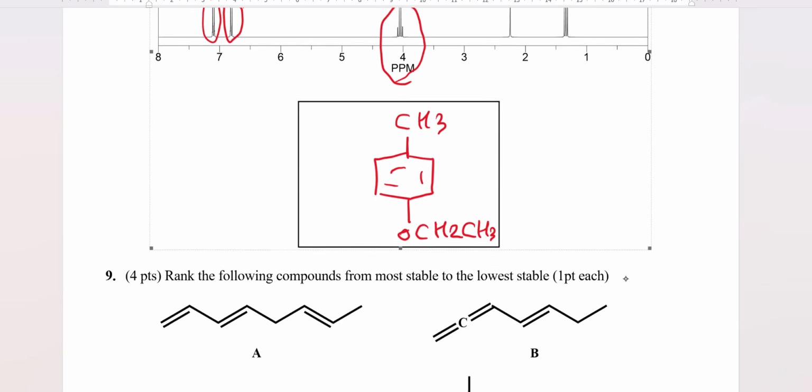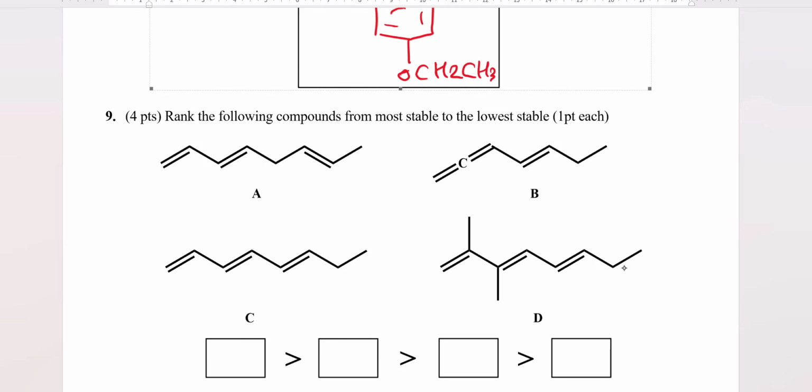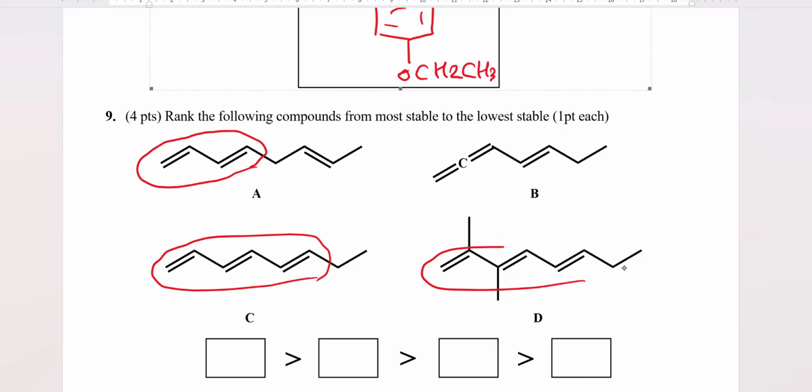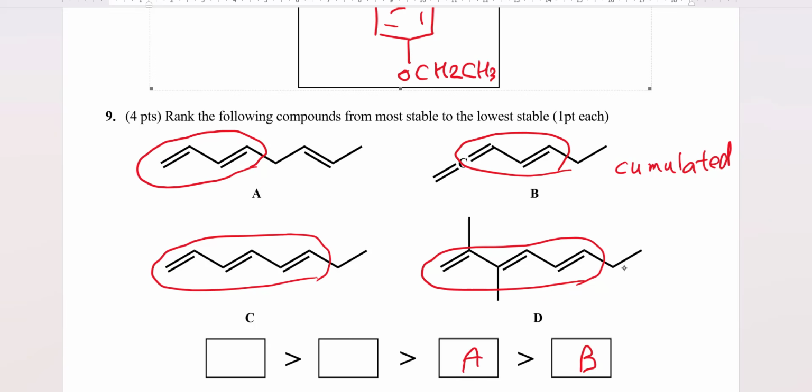For question number 9, we want to rank these compounds based on their stability. Compound A is a diene, compound C is a triene, compound D is a triene, and compound B is also a diene, but it's cumulated. And we know cumulated alkenes are very unstable. So B should be the very last one in this rank. And of course, after that, we should have A because it's a diene.